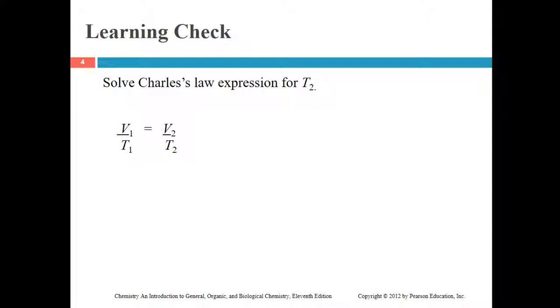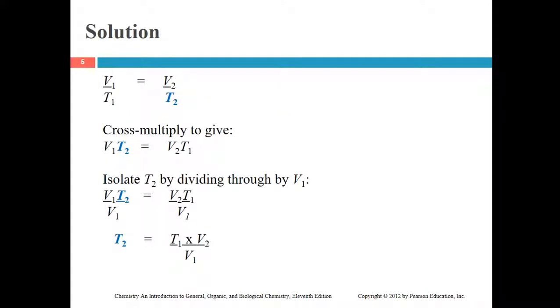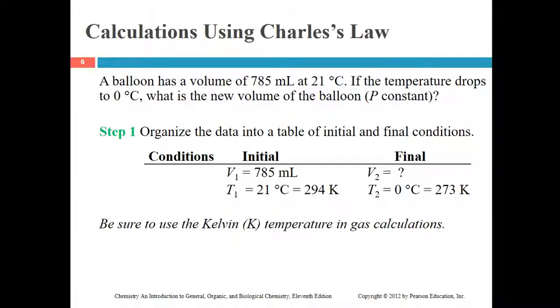Let's say that you had another problem that gave you the first volume and the second volume and the first temperature and said, what is the second temperature? Well, as we rearrange, you will notice as we cross multiply and then we divide through to get our second temperature, it is first temperature times second volume over the first volume. So let's do some math about that.